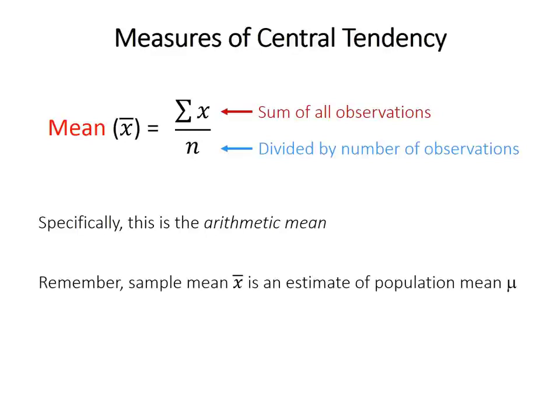Remember that we're using this smaller representative sample to estimate characteristics of this large population, which is infinitely big and which we can never actually assess. So this x bar is the sample mean, and we're using it as an estimate of the population mean, which is given the Greek letter mu.